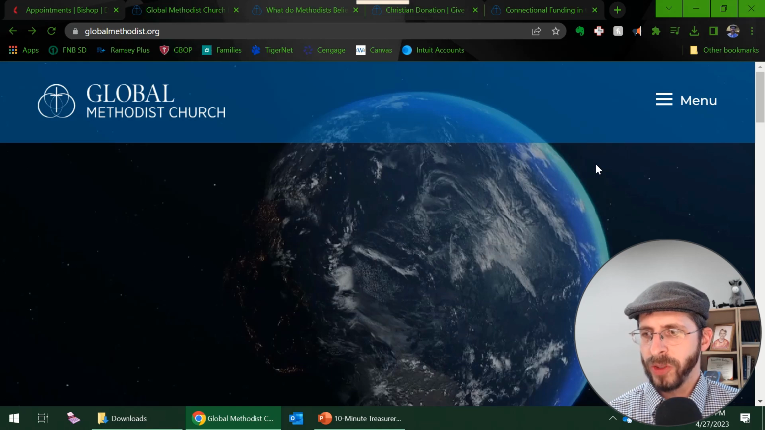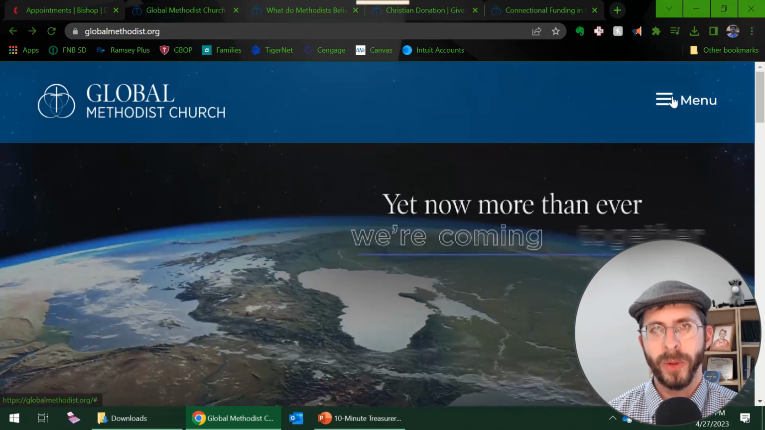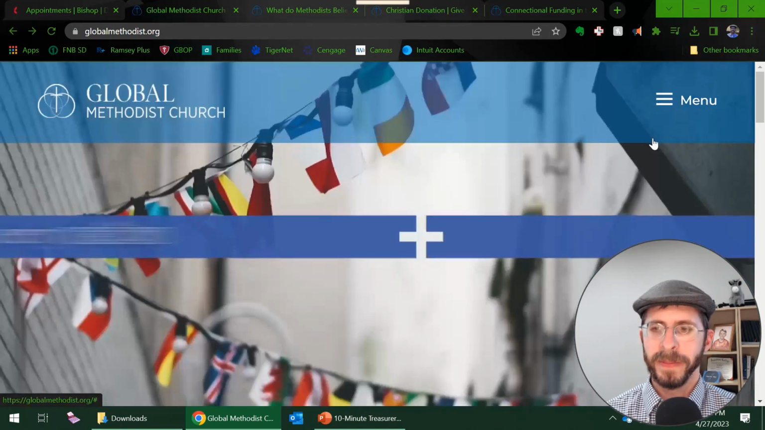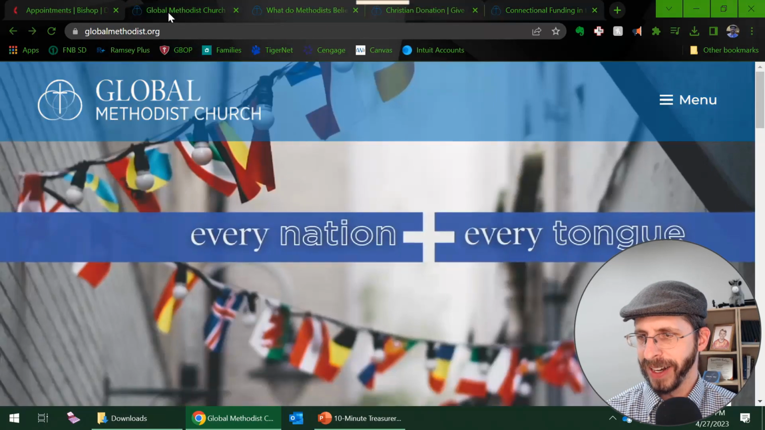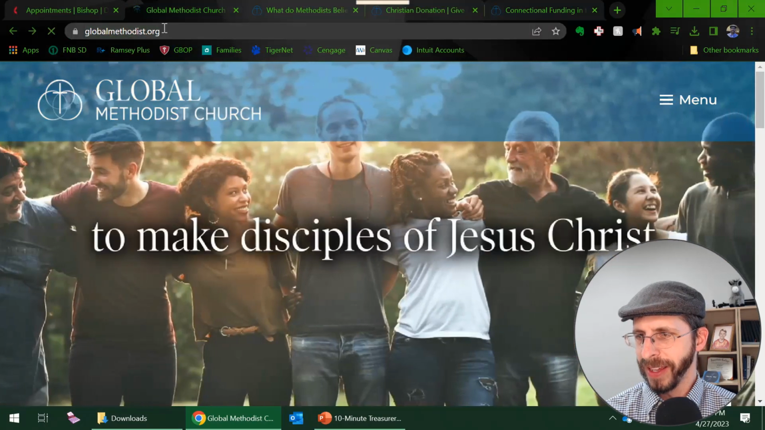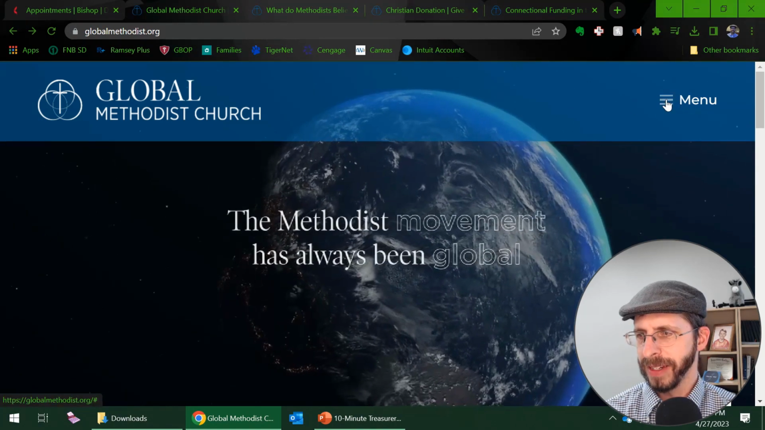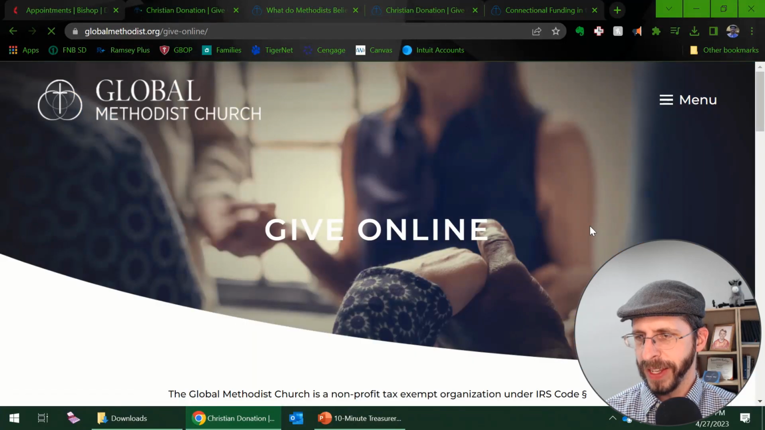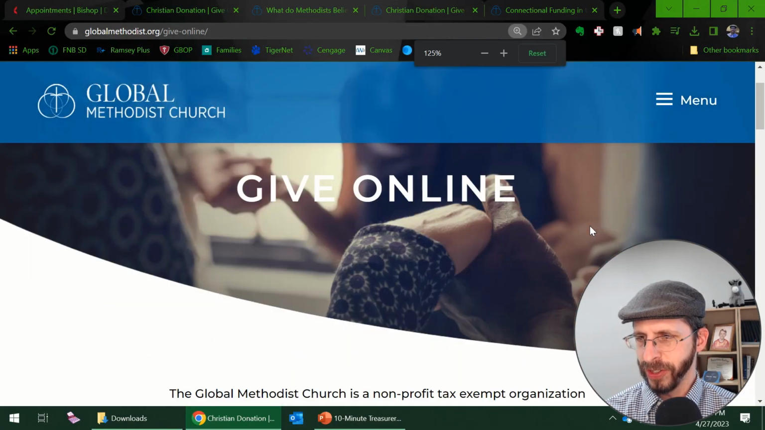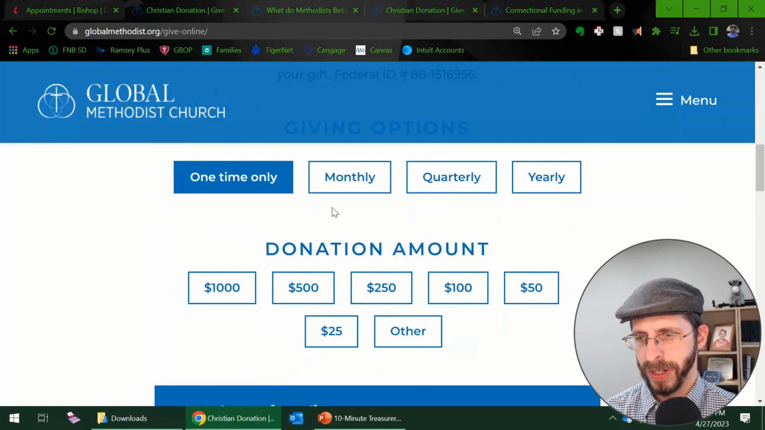And the last one here is how you actually pay your connectional funding. So I'm back at the website. Again, bookmark this website, go to the lines over there, click the giving one. It kind of froze up on me for a second. There we go, online giving, and I will zoom in again. And if you scroll down, there's some pertinent information there.